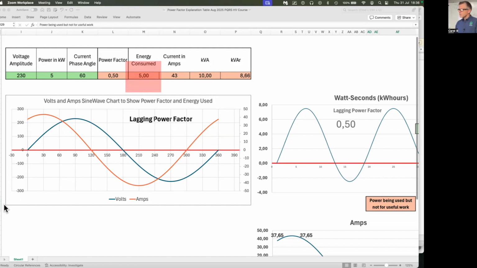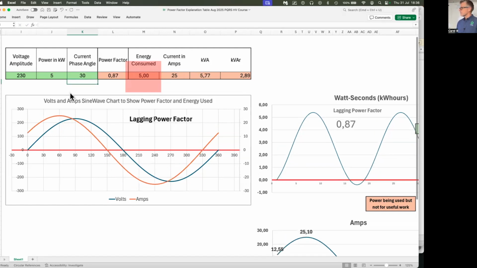Now look at what happens when I change the power factor. Look at the energy that's being consumed, look at the current in amps, and then look at this graph over here. So I'm going to change the phase angle back to 30 degrees. Our power factor has improved.